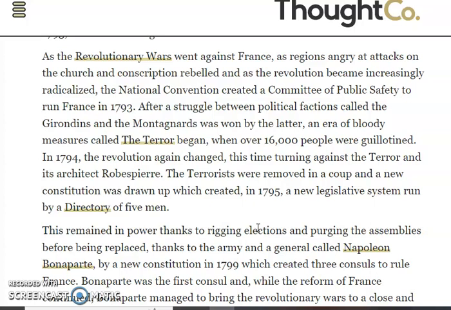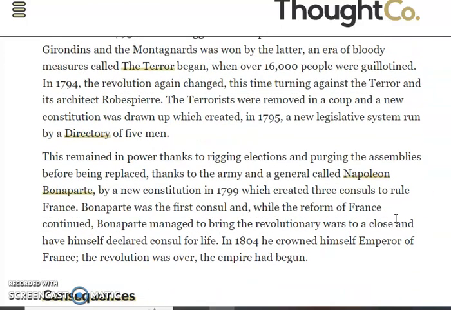In 1794, the revolution again changed, this time turning against the Terror and its architect, Robespierre. The terrorists were removed in a coup, and a new constitution was drawn up, which created, in 1795, a new legislative system run by a directory of five men. This remained in power thanks to rigging elections and purging the assemblies before being replaced, thanks to the army and a general called Napoleon Bonaparte, by a new constitution in 1799, which created three consuls to rule France.